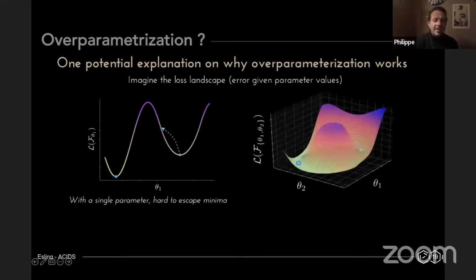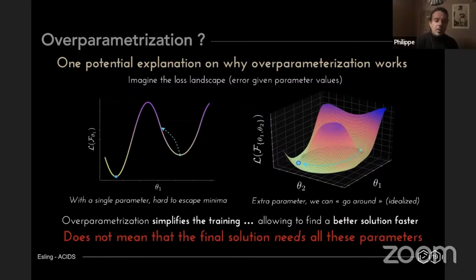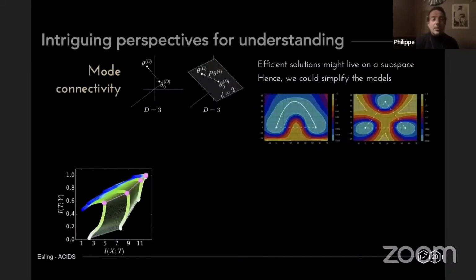But if we add an extra parameter, even though we don't really necessarily need it, it becomes exponentially easier to find a way to go around this problem. And I think overparameterization simplifies the training and we find a better solution, but we don't really need the final solution to have all of these parameters. And so this is kind of confirmed by several ideas.